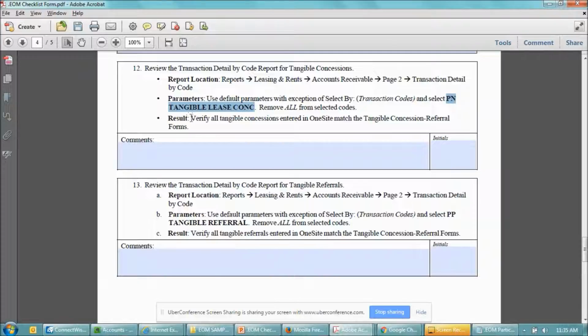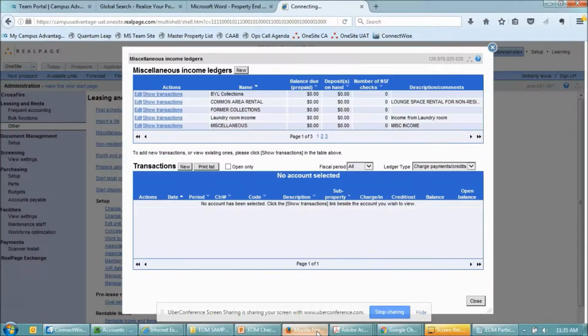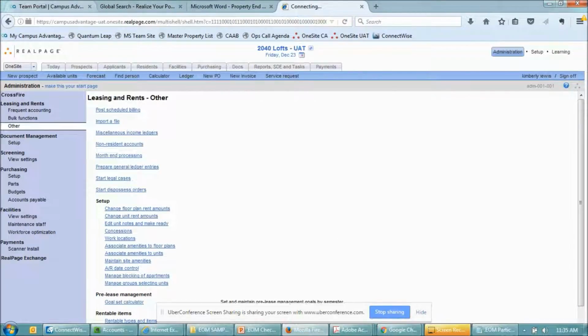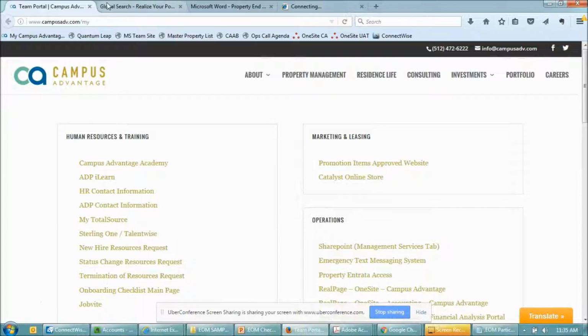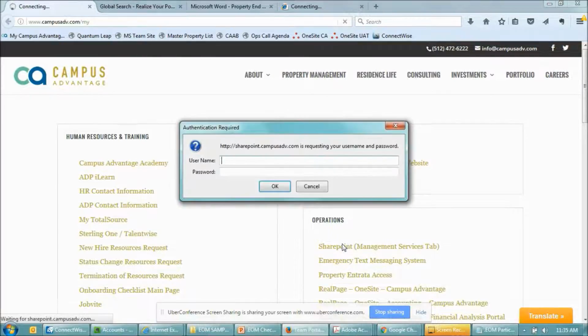So if you do, then what you'll want to do is verify all tangible concessions in one site match your tangible concession referral form. What is a tangible concession referral form? The tangible concession referral form will be found on your SharePoint sites. And if you do any version of tangible concessions, and I keep saying gift cards, however, tangible concessions also refer to iPads, cruises, scooters, anything that you would put in a person's hand for moving in.